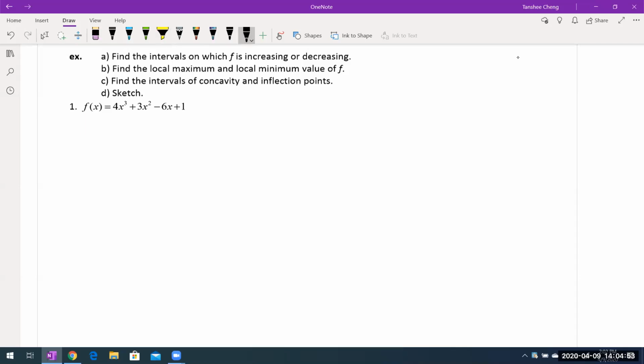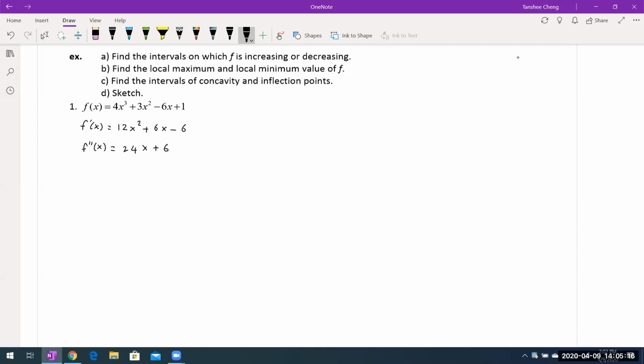And that will look like f prime of x equal to 12x squared plus 6x minus 6. And when I take the second derivative of this function, that will become 24x plus 6. Now we got all of those already.